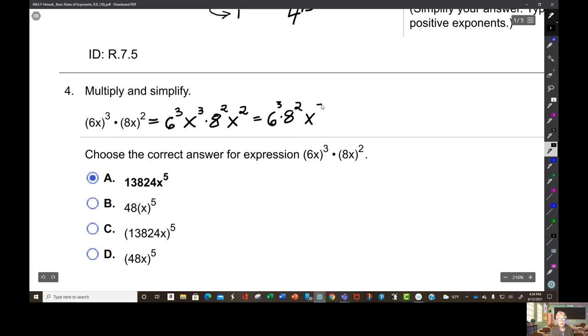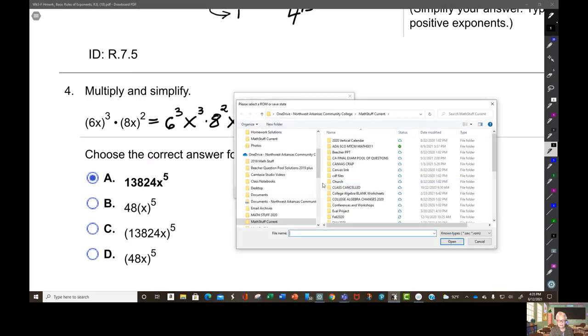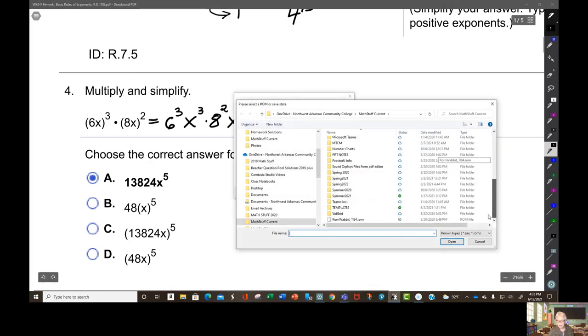X to the 3rd power times x to the 2nd power. These are like bases, so this is going to be 6 to the 3rd power times 8 to the 2nd power. Let's go ahead and put that in the calculator.